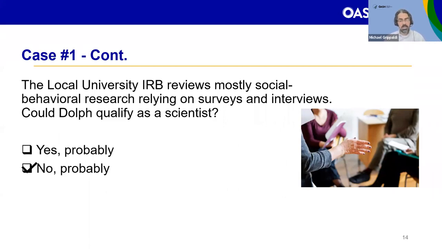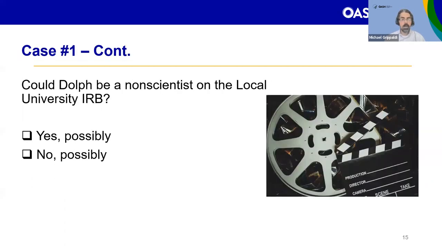So please note that OHRP takes a complete view of the person as a whole, while other agencies like FDA are willing to just look at the educational requirements. So it's important to take that into consideration. So what about Dolph serving as a non-scientist on the IRB? Might he qualify as a non-scientist? And perhaps I gave that away with the last slide, but please select your answer now, and we'll talk about that in a bit.